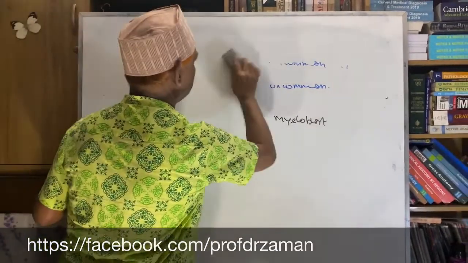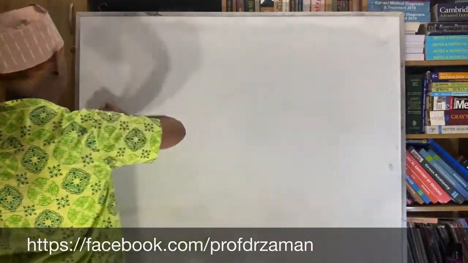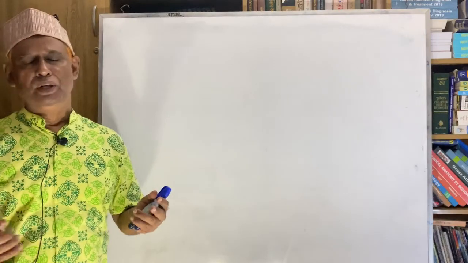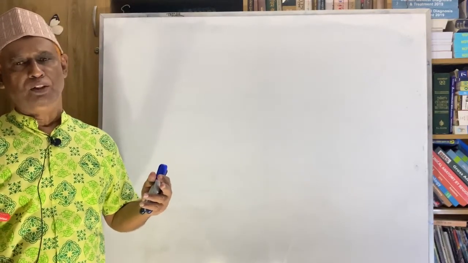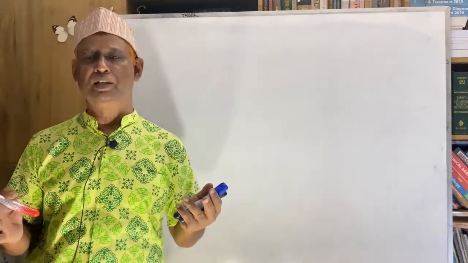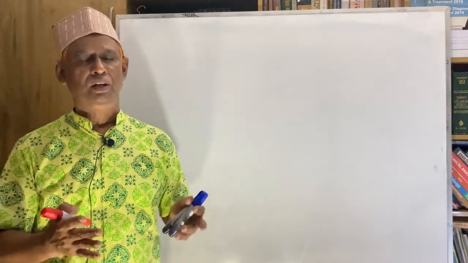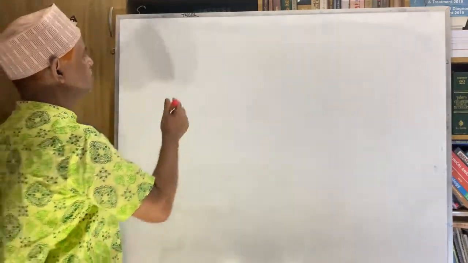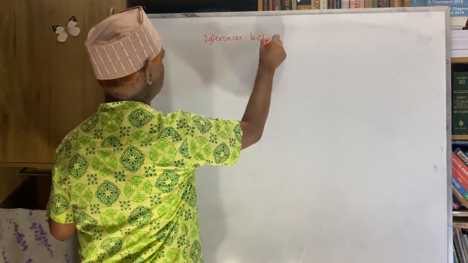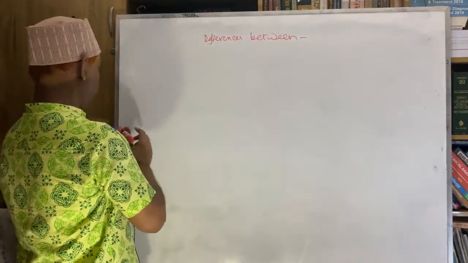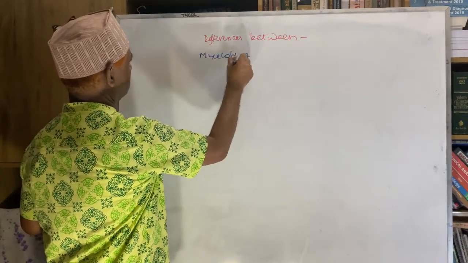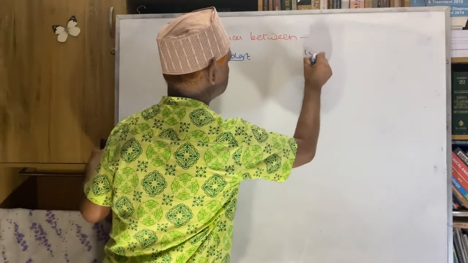Now come to how we can identify a lymphoblast and a myeloblast. Dear audience, in acute lymphoblastic leukemia the predominating cells are lymphoblasts, and in acute myeloblastic leukemia the predominating cells are myeloblasts. So we have to differentiate a lymphoblast from a myeloblast. Now come to differences between myeloblast and lymphoblast.